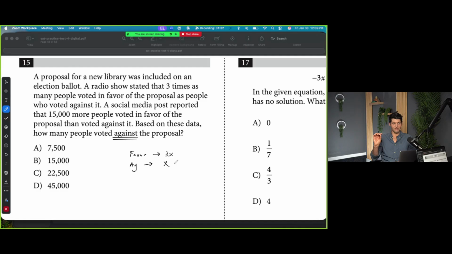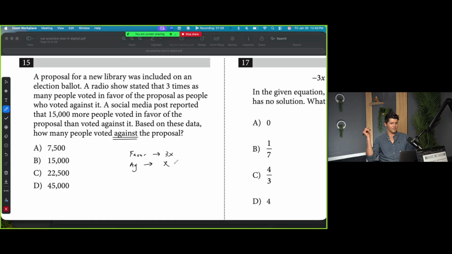And what I didn't do is build an equation. I urge every student, do not build an equation here, because if you do, you're likely to have built some assumption that has some probability of being incorrect. So I use arrows. It takes the pressure off. It's just like favor goes with 3x. Against goes with X.